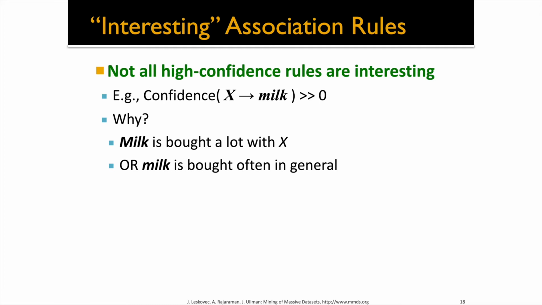An alternate explanation is just that milk is bought all the time. It doesn't really matter what else is in your basket. If you're going to go to the store, you're also going to purchase milk. So this particular milk relationship has high confidence, but it's not really interesting because milk is bought sufficiently often as to appear as though it has high confidence.